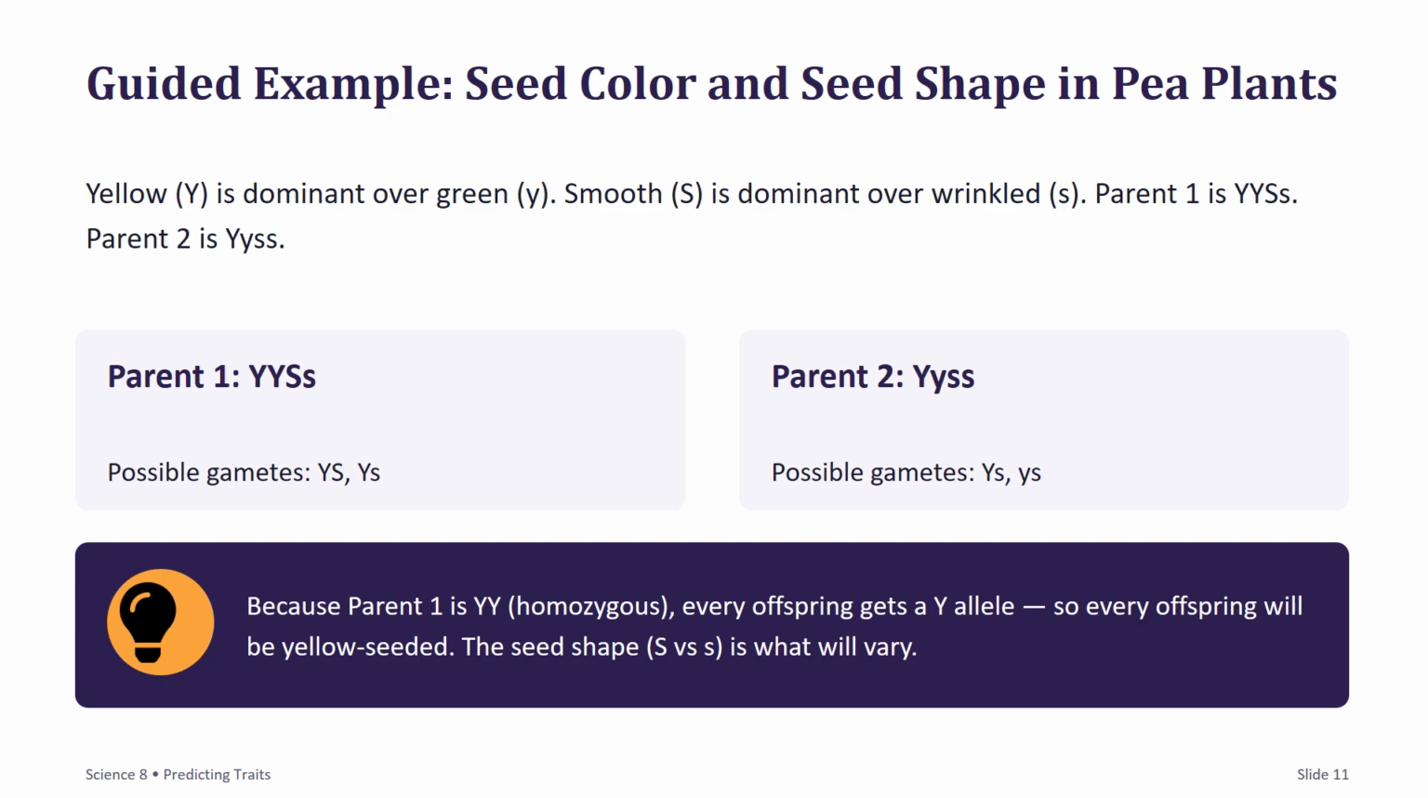Here's a helpful hint. Because parent 1 is capital Y capital Y, which is homozygous, every offspring will receive a capital Y allele. That means every single offspring will be yellow-seeded. The only thing that will actually vary among the offspring is the seed shape, smooth versus wrinkled.